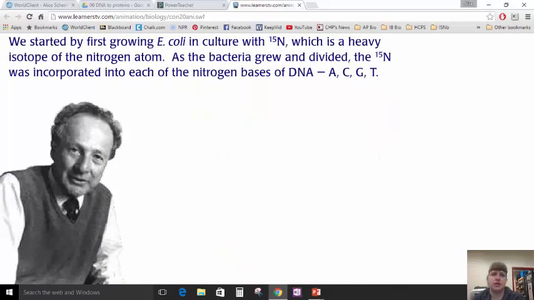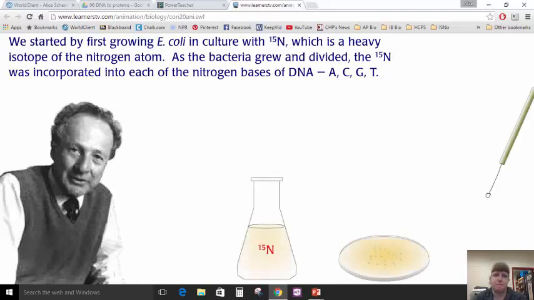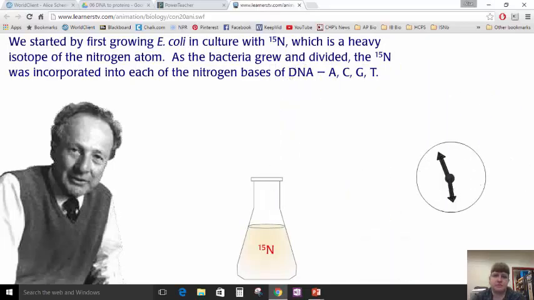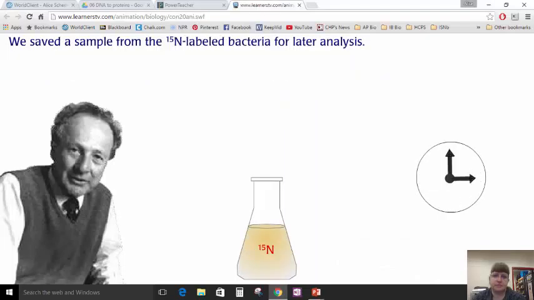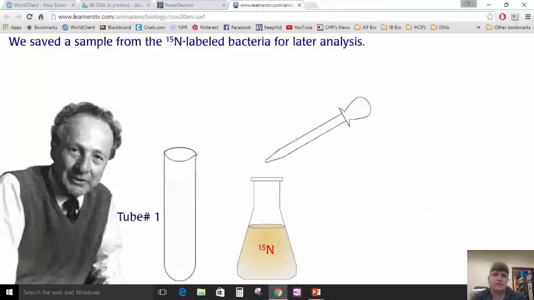So they started first by growing E. coli in a culture with a nitrogen isotope, nitrogen-15, which is a heavy isotope. And as the bacteria grew and divided, the nitrogen-15 was incorporated into each of the nitrogen bases. It was incorporated into the A's and the C's and the T's and the G's. They saved a sample from this nitrogen-15 labeled bacteria for later analysis.